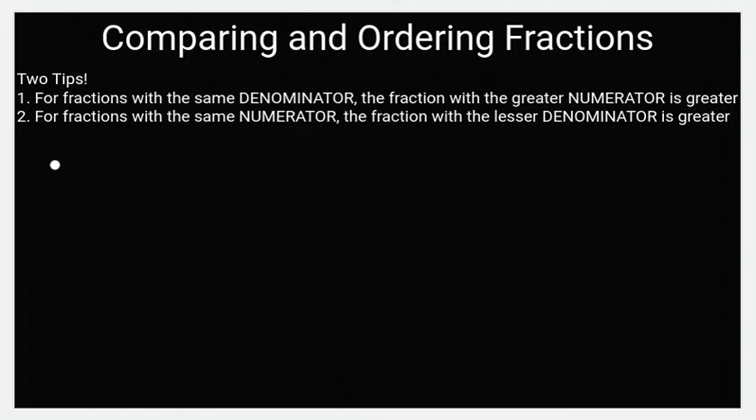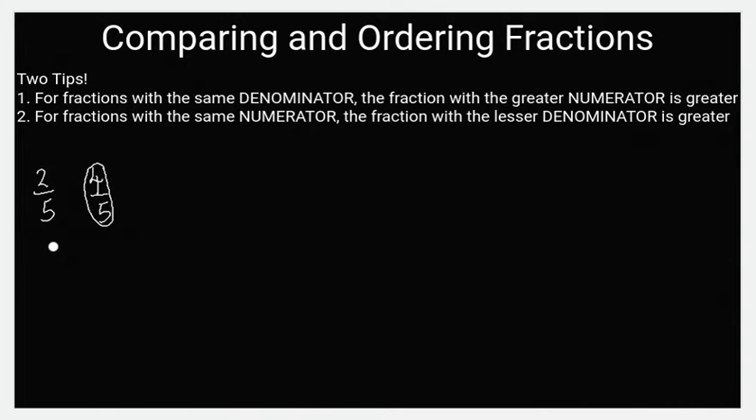So for example, you have 2 over 5, and you also have 3 over 5, or let's say 4 over 5. Fractions with the same denominator, so they have the same denominator. The fraction with the greater numerator is the greater fraction. So 4 over 5 would be the greater fraction here. This is the greater fraction. Okay? So that's the tip for fractions with the same denominator.